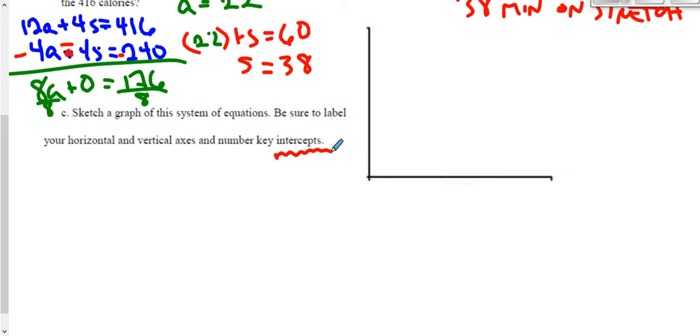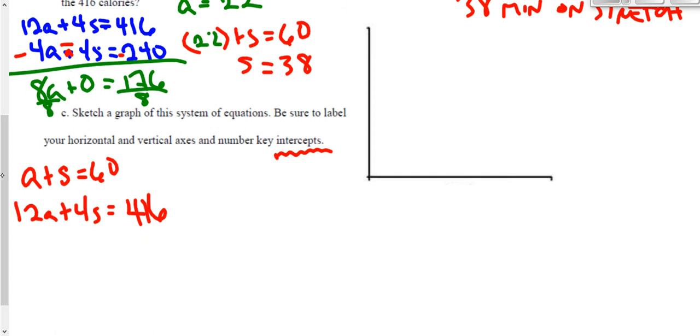If I'm just doing a sketch, the most important thing I need to do is label at least one number on each axis to get a good sense of scale, and that's about it. So let's go ahead and see how we can sketch these two functions as simply and efficiently as possible. I have a plus s equals 60, and my other equation, 12a plus 4s is 416.